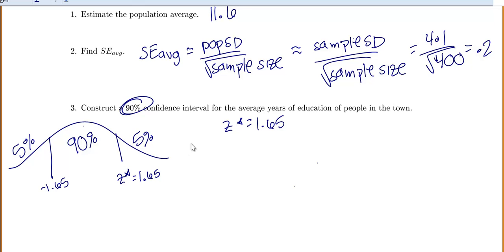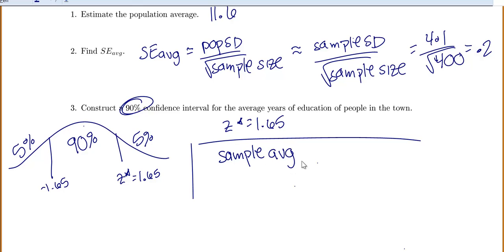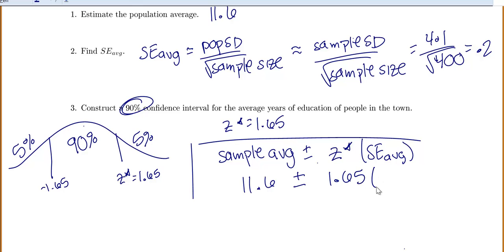Now, let's find our actual confidence interval. So the confidence interval is your estimate, in our case our sample average, plus or minus z star, the critical point, times the standard error for your average. So our sample average, our estimate, was 11.6, plus or minus z star, which we figured out was 1.65, times our standard error of 0.2.